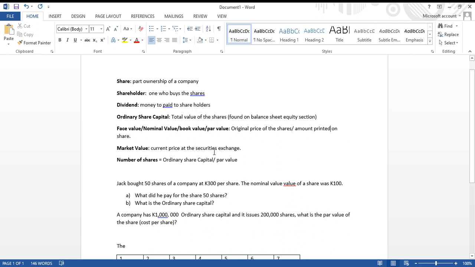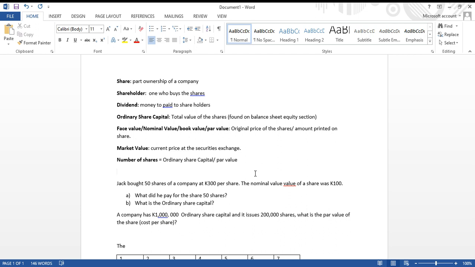So if you have a 10 kwacha note, right, the face value of that 10 kwacha note is 10 kwacha, as you can see the value printed on it. Then you have the market value, which is the current price of the share on the securities exchange, right? The market value and the face value do differ, all right? And then here's a useful formula. Number of shares equals the ordinary share capital divided by the par value, or the cost per share.